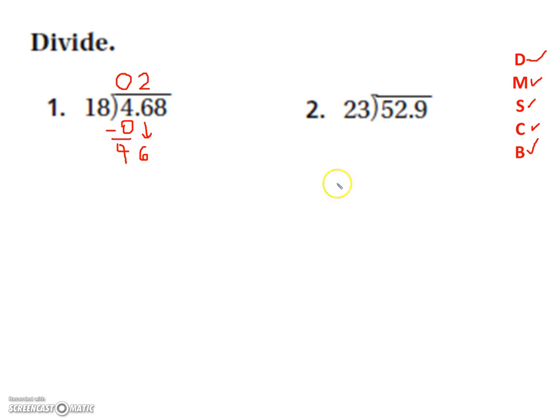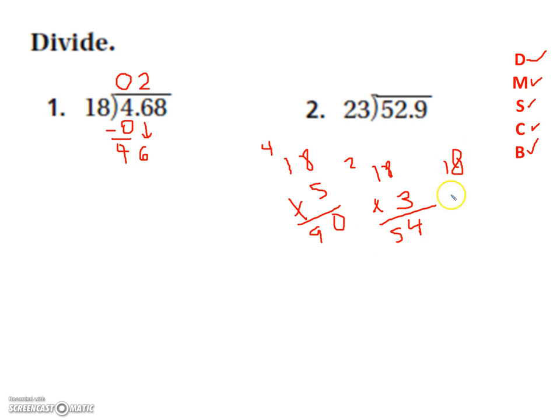But if I wasn't sure, I would just take 18, and I would multiply it by different numbers. I'd start with 5. 8 times 5 is 40. 5 times 1 is 5, plus 4 is 9. Well, 90 is way bigger than 46, so I'm going to try 3 now. 18 times 3 is, 8 times 3 is 24. 3 times 1 is 3, plus 2 is 5. And 54 is too big, so now I'm going to try 2.